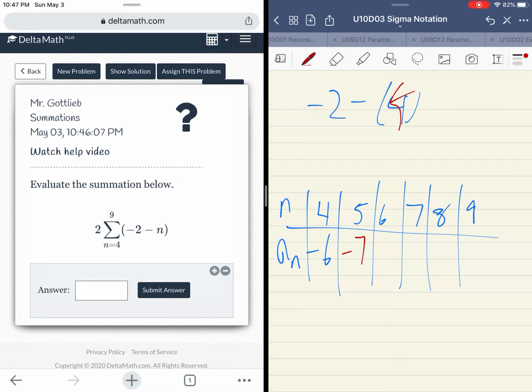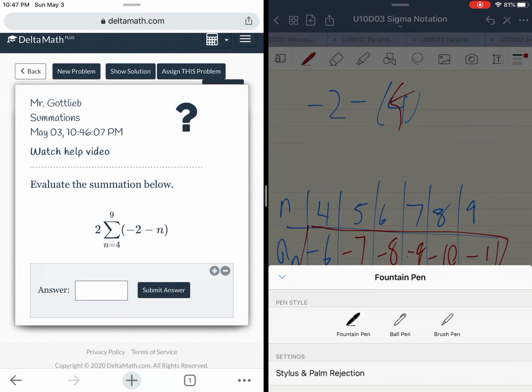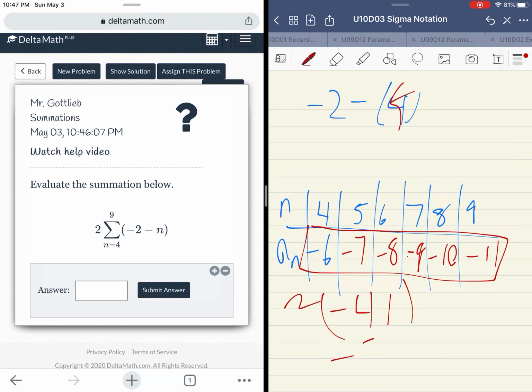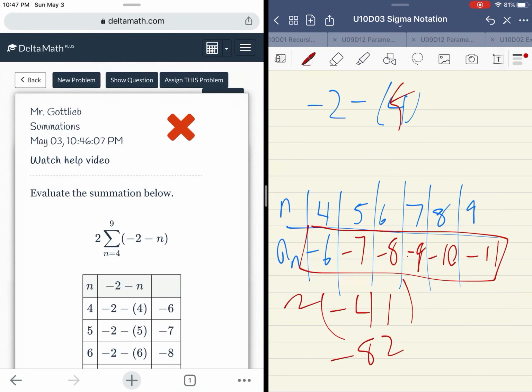So this appears to be an arithmetic sequence. So it's going to be -8, -9, -10, -11. And I'm going to add them all up, because it's a sum again. So just adding all of these up. That's -6 and -7 is -13, and -8 is -21, and -9 is -30, and -10 is -40, and -11 is -41. Now you'll notice in the front of this expression there was a 2, so we're going to multiply this by 2, but that's only because there's a 2 in the front of the expression, so we get -82. So all right, -82, submit.